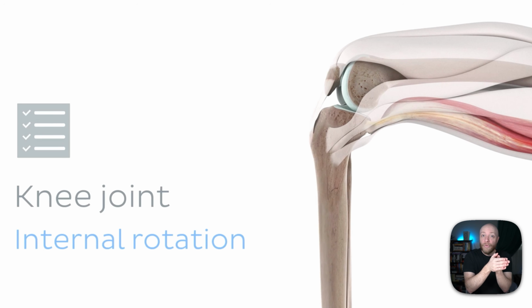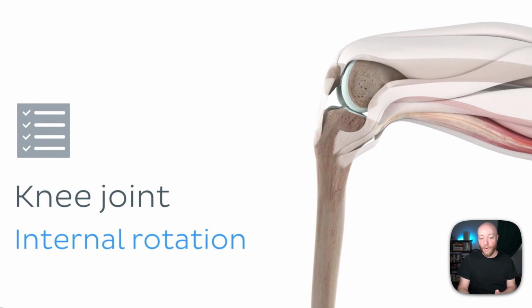You only have about 10 degrees of what's called internal rotation and 40 degrees of what's called external rotation. And so what's going to happen is that the semimembranosus is going to contribute with other muscles to that 10 degrees of internal rotation of the knee. So let's go ahead and see what that looks like. This is a neutral position for the knee. So let's go ahead and boom.